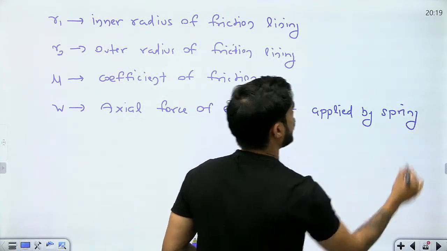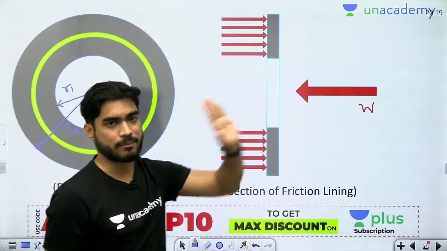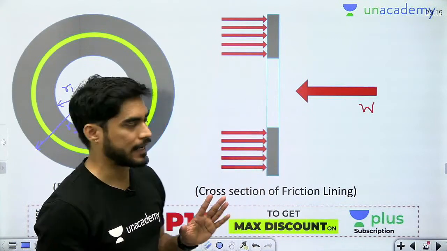Who is applying this force? This force is applied by the spring. Okay, so this W force is applied by the spring.